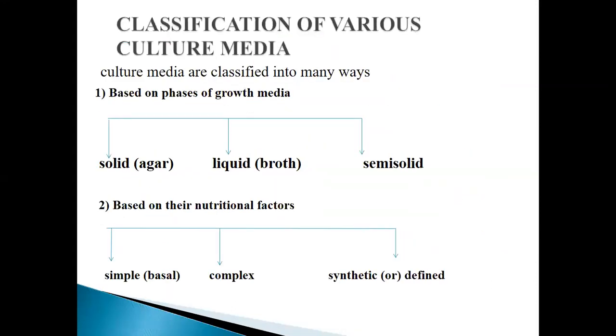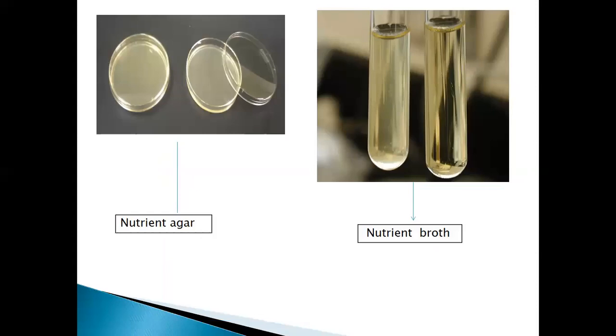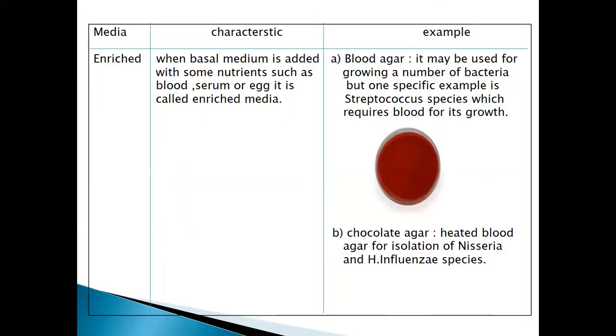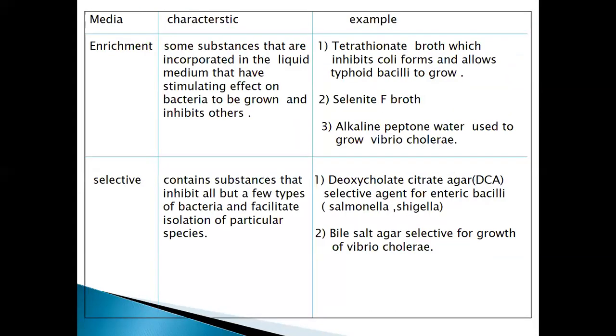See, if it is a solid, it is called agar. If it is a liquid media, it is called a broth. When you have a simple nutrient agar or a nutrient broth, can you see the difference? Solid is a plate form, in a test tube, it is a broth, liquid. When you add something to the basic media, you call it enriched. It can be blood, it can be chocolate, it can be serum. When you add something into it, especially liquid media, which will stimulate specific bacteria, then it is called enrichment media. Example, you should know: tetrathionate broth, selenite F broth, or alkaline peptone water.